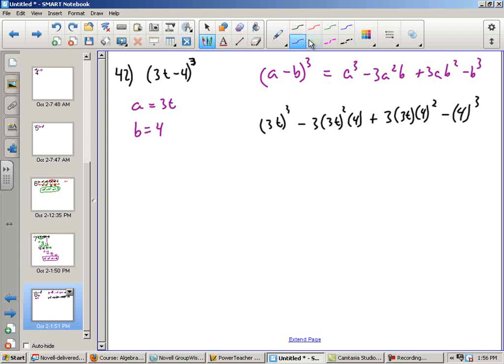Alright, so there's some simplifying to do along the way. I'll distribute the 3 exponent. So 3 to the third is 27. I get 27t cubed. I keep going. I have to be careful here now. Okay, as I distribute this, I know I'm going to have a t squared. But now I've got 3 squared, which is 9. I have negative 3 times 9, that's 27. 27 times 4, that's 108. So this is going to be minus 108t squared.